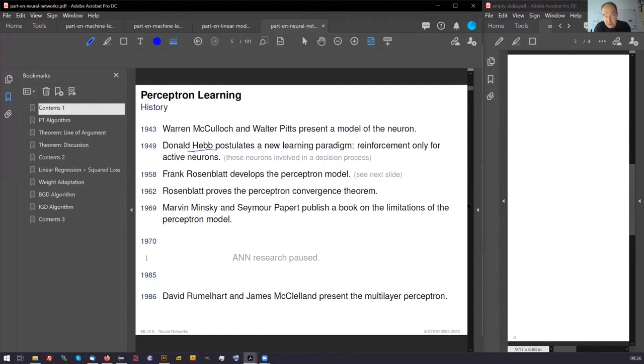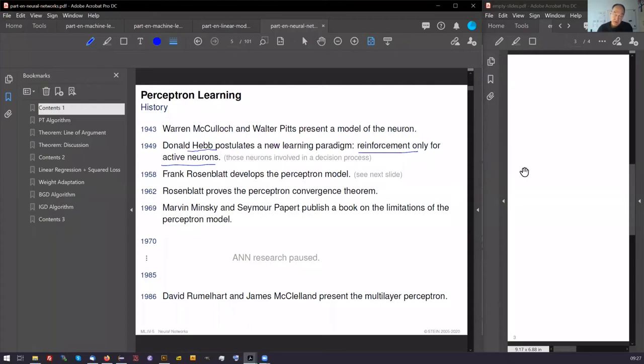Donald Hebb said we do not train the brain, or a computer system, or an artificial neural network as a whole monolithic entity. We train only those parts, those elements, those neurons which are involved in a decision. This is very smart, and he found out that this happens in nature as well. And this changed a lot in programming and thinking and developing these networks. He called this reinforcement for active neurons. And this is a very important point, the so-called Hebbian learning.